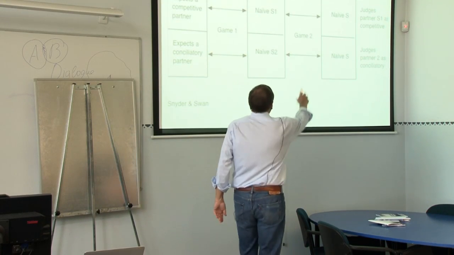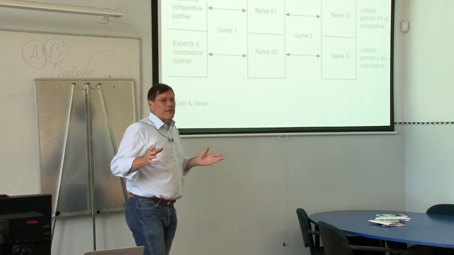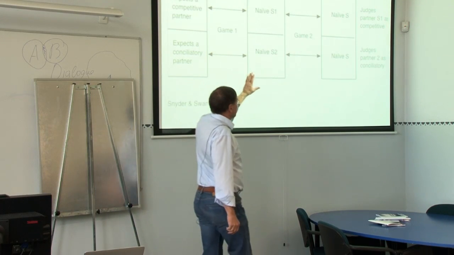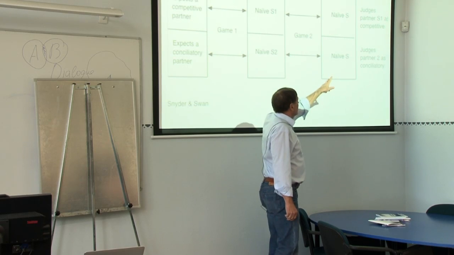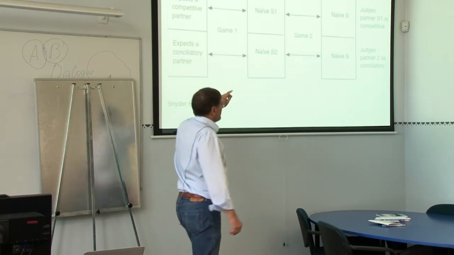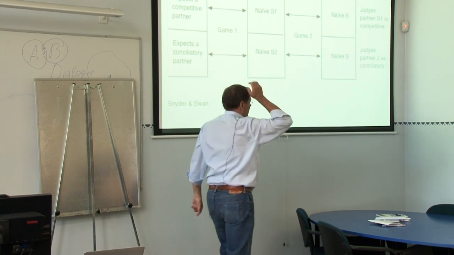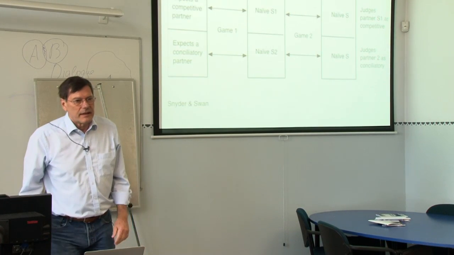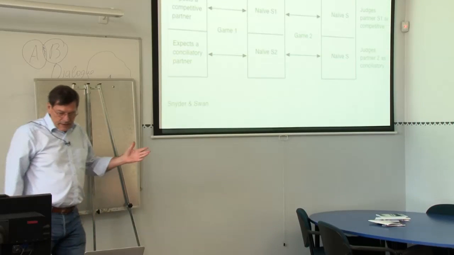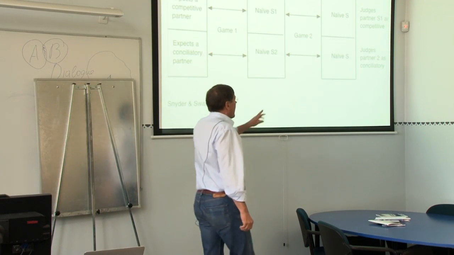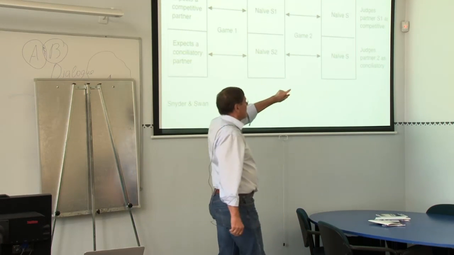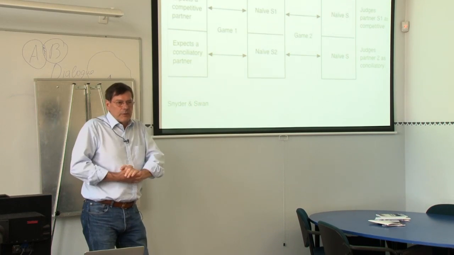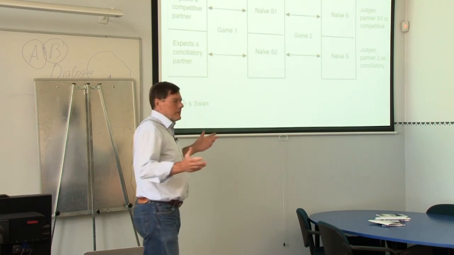They were again divided in two groups, but there was no further instruction given to them. And then the naive person from this generation played against the other naive subjects. And at the end, we asked the subjects from the third generation how they perceived their game partner. And what they told us was that, on average, they experienced their partner as competitive. And the other group said, on average, they experienced their partner as being more or less conciliatory.